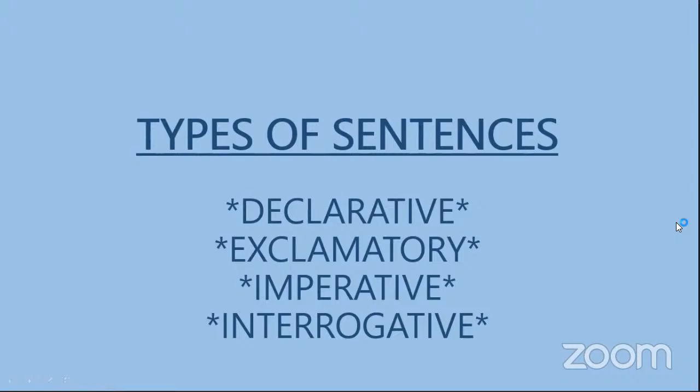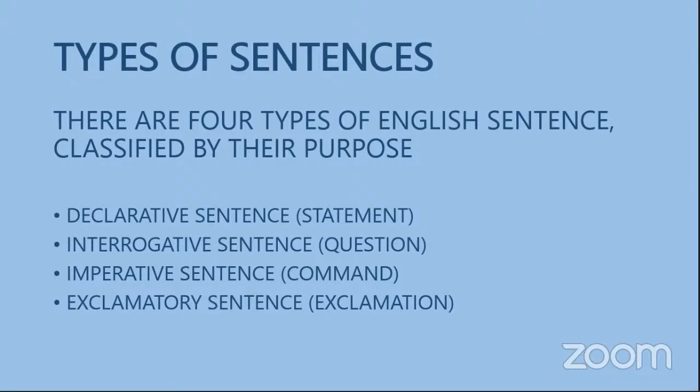There are four types of English sentences classified by their purpose. Declarative sentence, that is a statement. Interrogative sentence, that is a question. Just keep in mind: declarative, statement; interrogative, question. You must be remembering these two. The third one is imperative sentence, that is a command. Whenever there is a command or request, it is an imperative sentence. The last one is exclamatory sentence, where you have to find the exclamation mark sentences. In depth, we are going to study imperative and exclamatory sentences. Next slide, please.